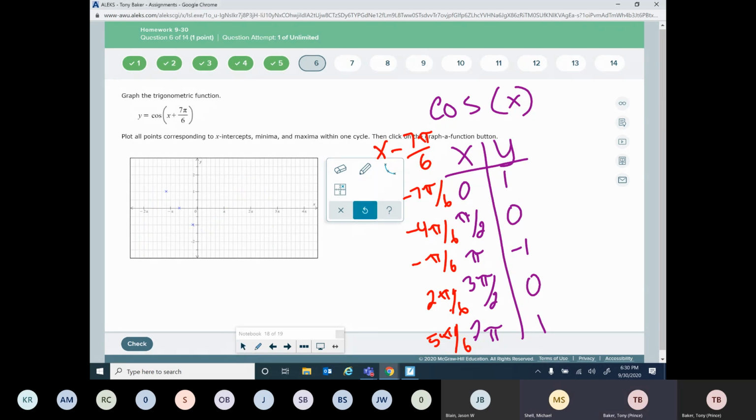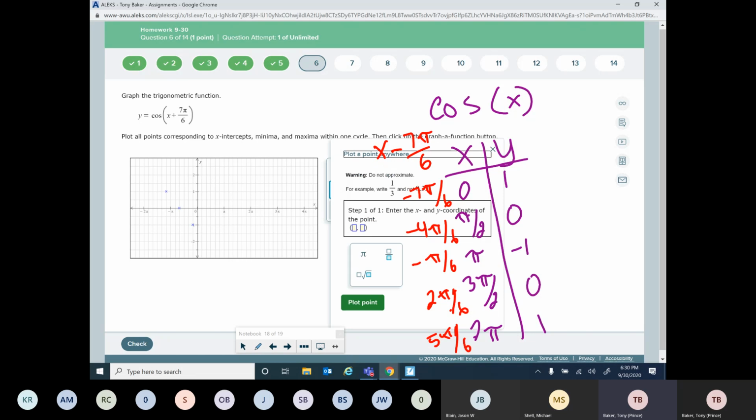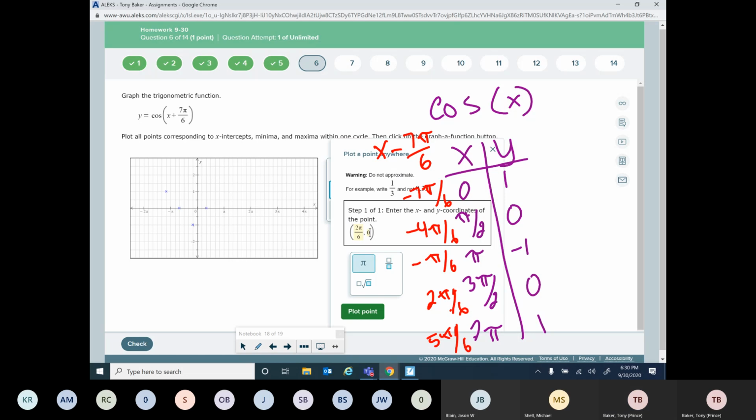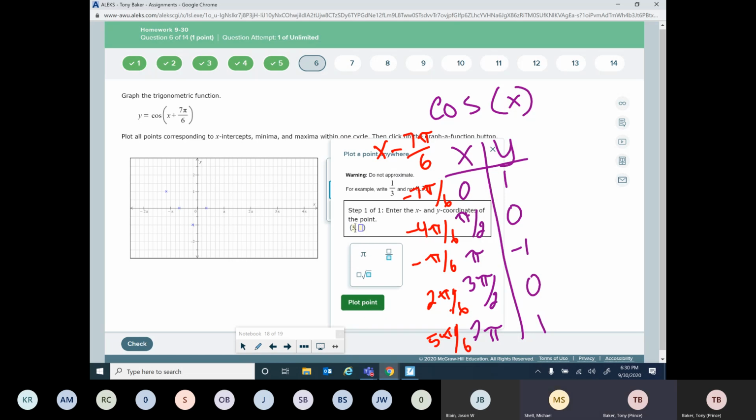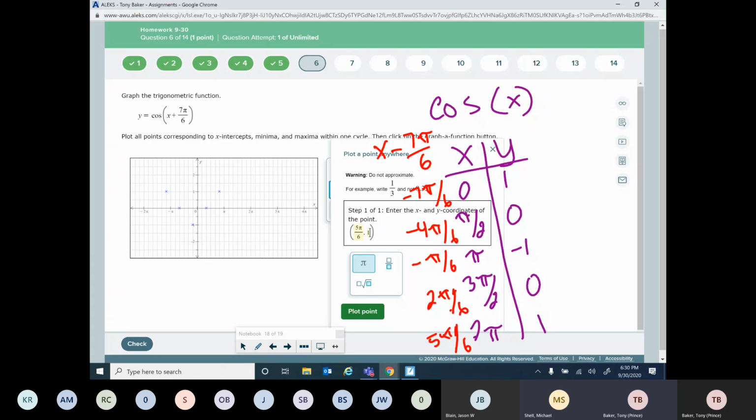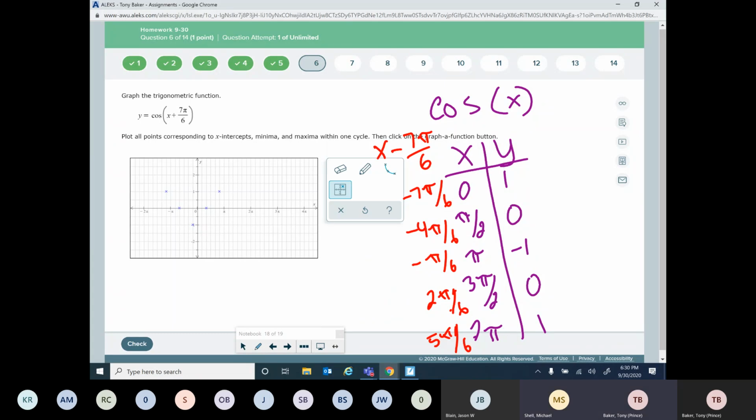So the last 2 points are wrong. 2 pi over 6, 0, and 5 pi over 6, 1. Much better graph. So the nice thing is, unless you screw up all the points, odds are you're not going to get them wrong, because you're going to be able to see quickly that it doesn't look like the graph you're supposed to have. Then go back and figure out what you did wrong, just like we just did there. Normally it's little mistakes like that that you're making.